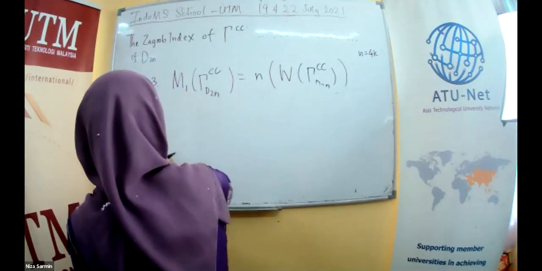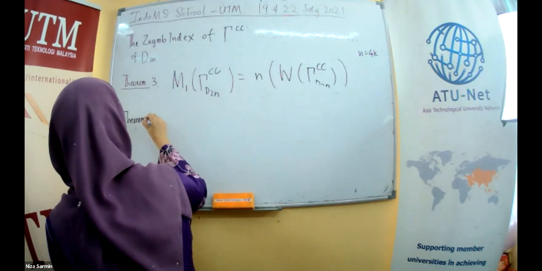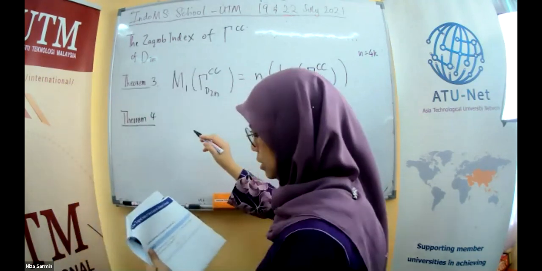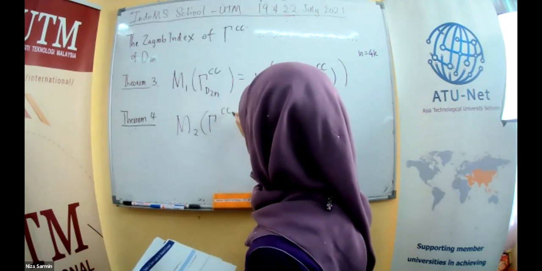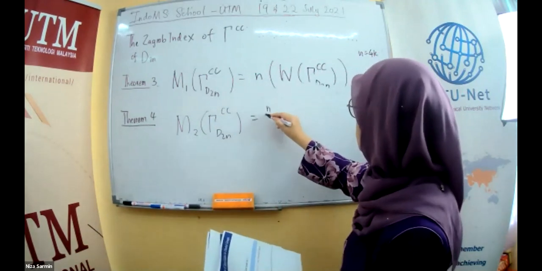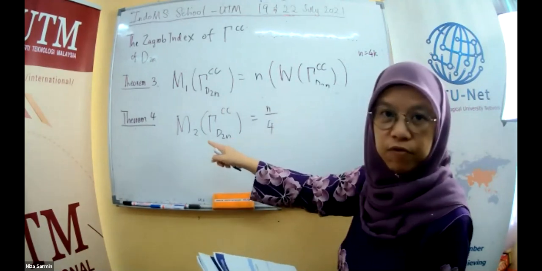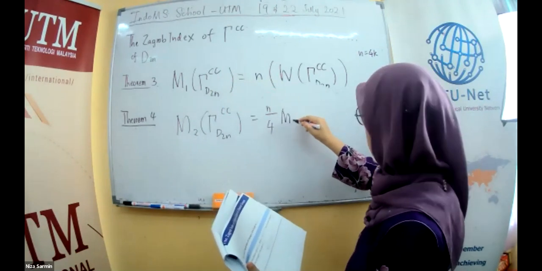Then I want to give you the next theorem. It is the second Zagreb index of D2n, which is also related as before to the first one, right? n/4 M1.